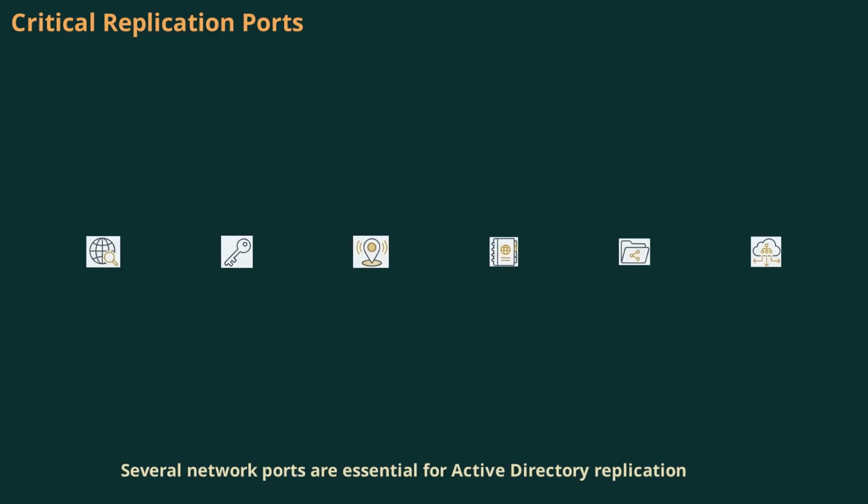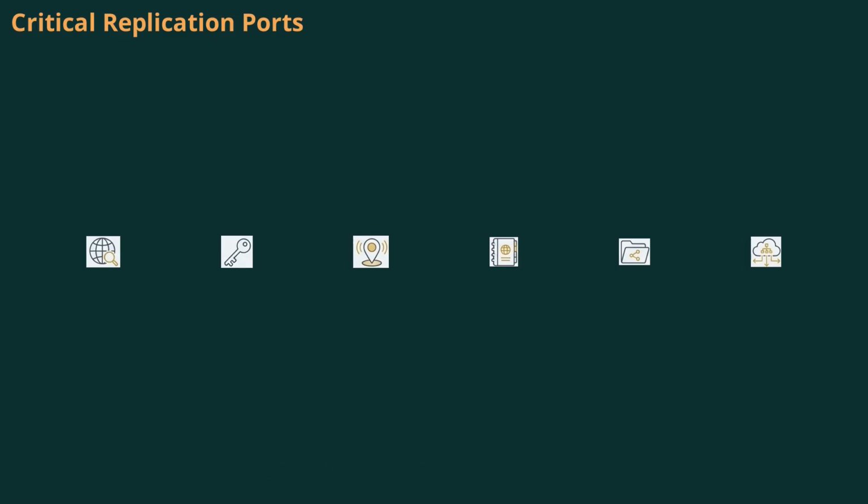Several network ports are essential for Active Directory replication. DNS, port 53, is used for name resolution. Kerberos, port 88, for secure authentication. RPC endpoint mapper, port 135, for dynamic port binding. LDAP, port 389, for directory queries. SMB, used by DFSR, port 445, for file replication, and dynamic RPC ports for the AD change payload. Ensuring these ports are open and properly configured is vital for healthy replication.